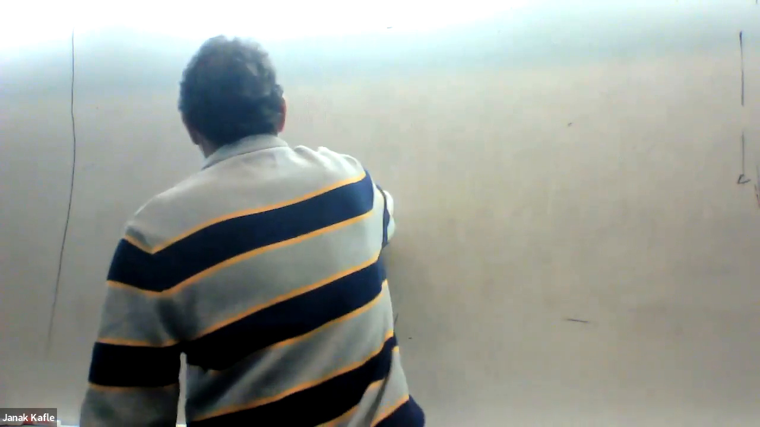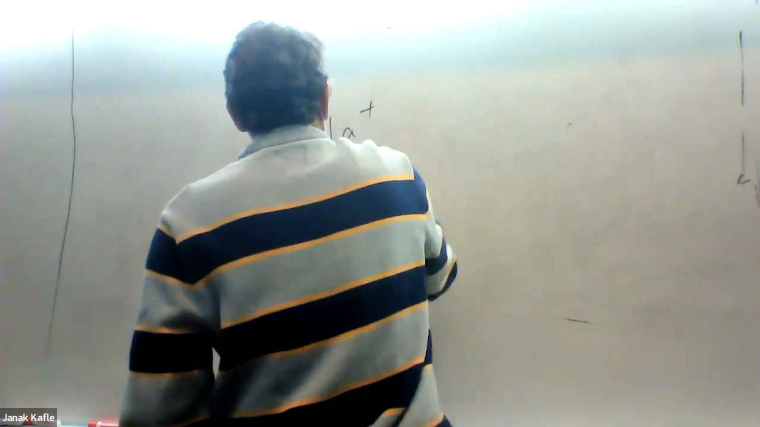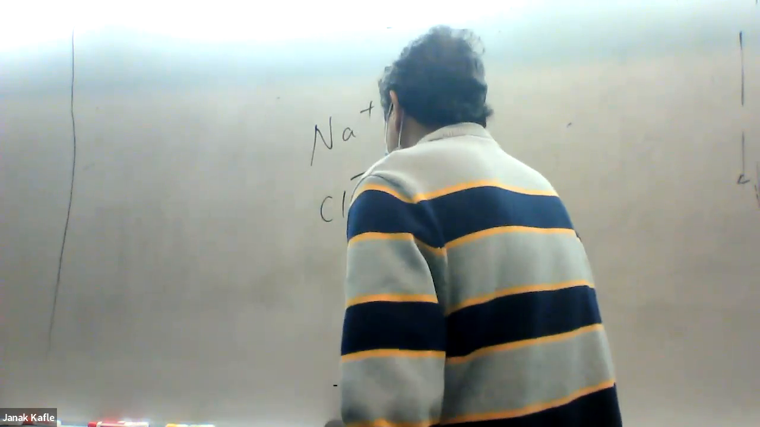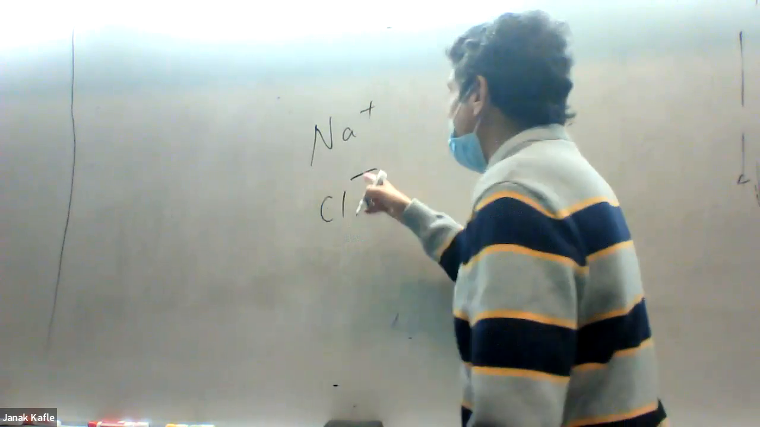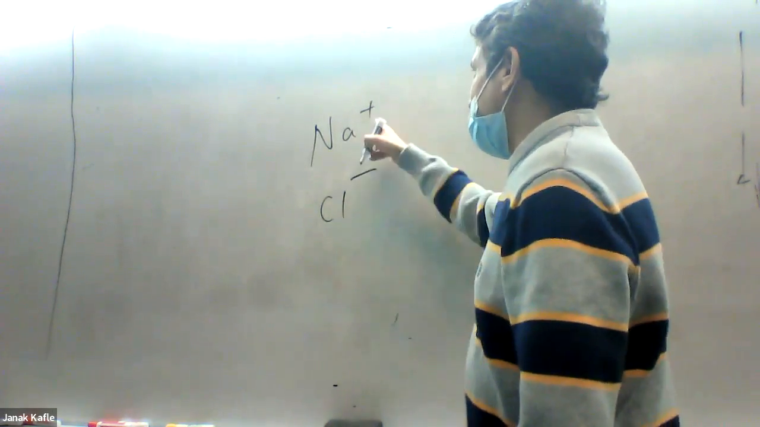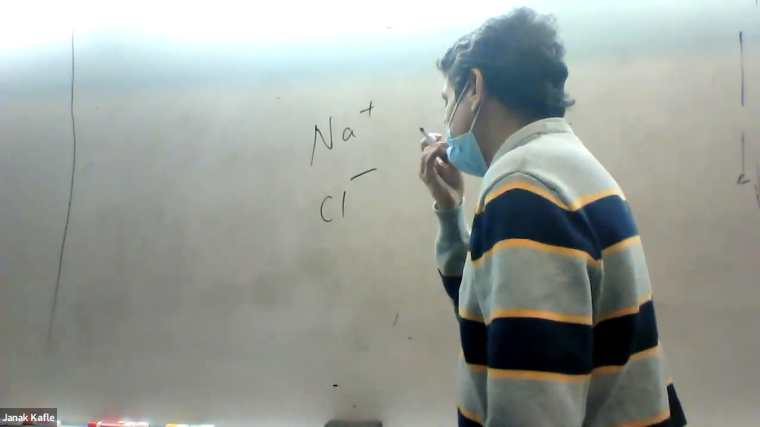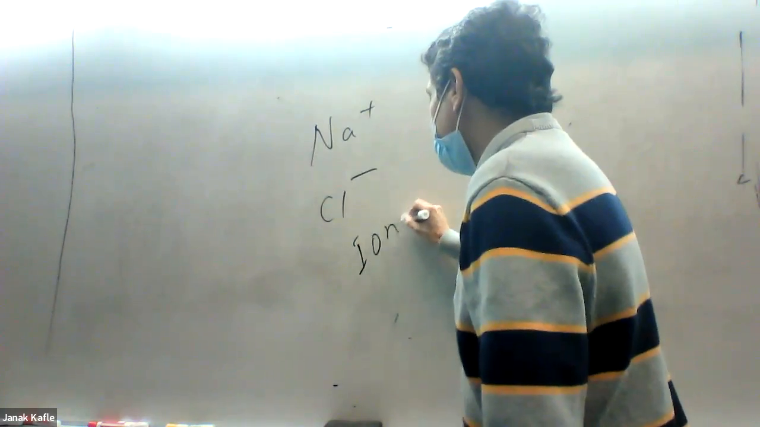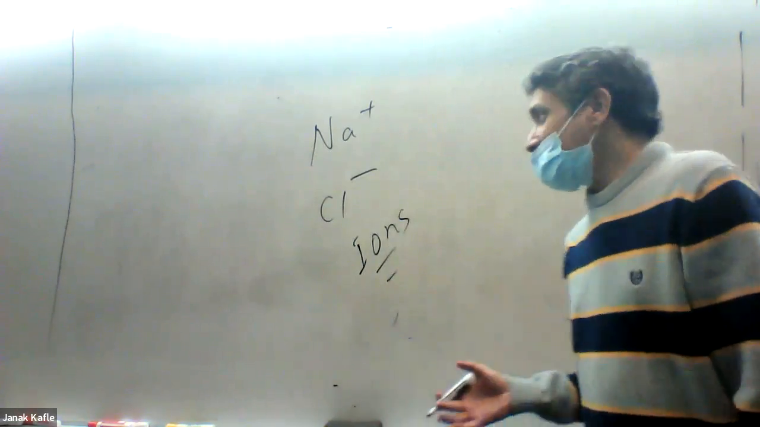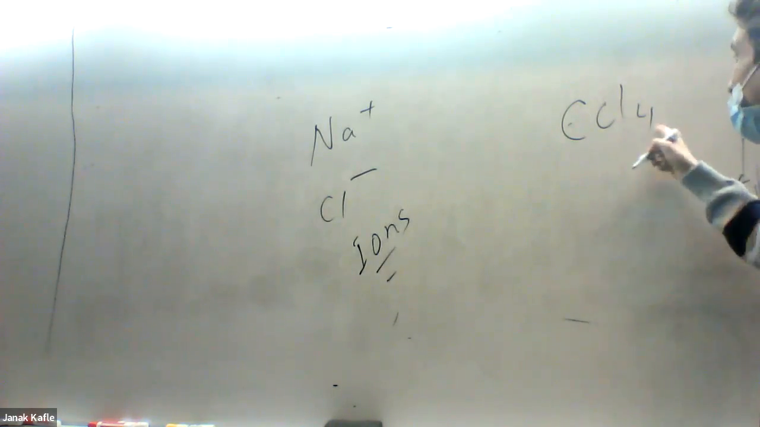So what is the difference between molecules and ions? Let's say Na+ and Cl-. This type of condition is called ions. The particle has either a plus or a negative charge. This kind of particle is called an ion. Have you got that? So the molecules, let's say CCl4, do not have any plus or minus charge.